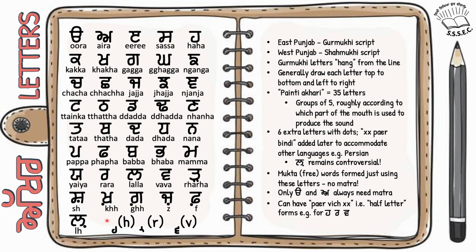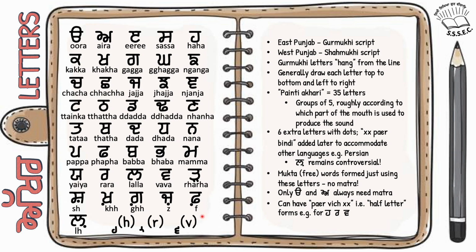There are also these 3 extra letters here, and these are the most common letters that you can find as half forms. So in Punjabi, haha, for example, that means haha at the foot of another letter.